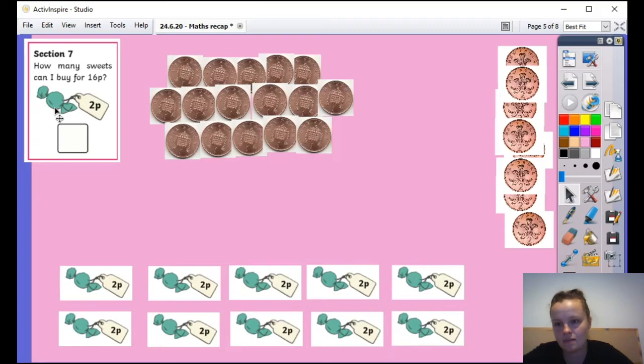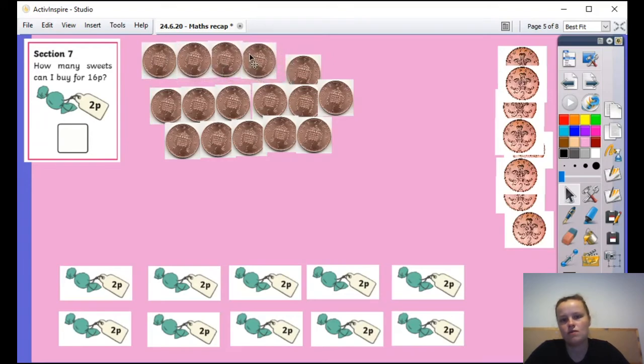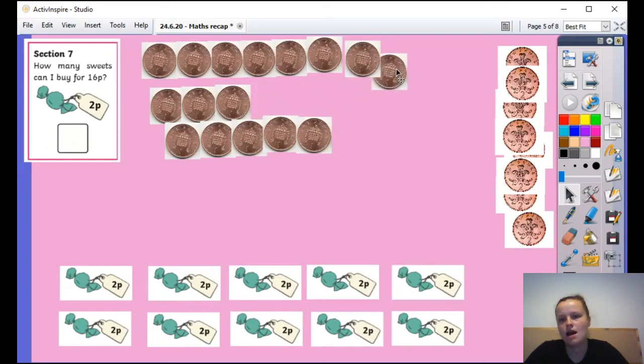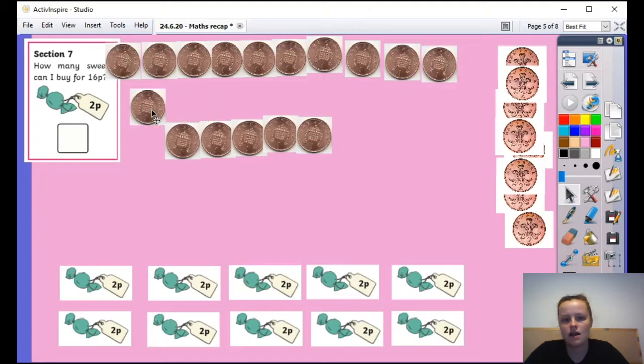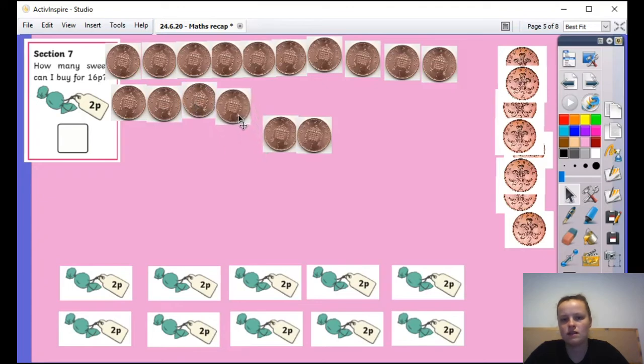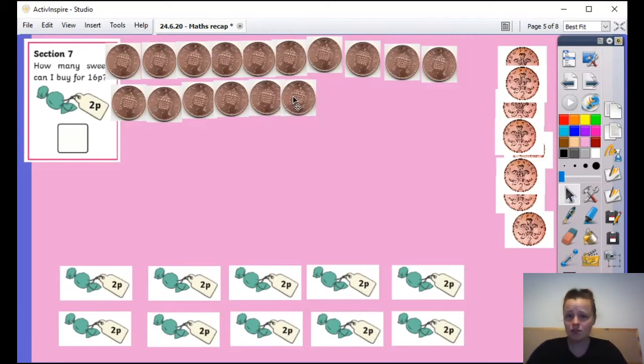Okay, so 16p is like having 16 ones. So 1, 2, 3, 4, 5, 6, 7, 8, 9, 10, 11, 12, 13, 14, 15, 16. Can you remember that these are 1p coins? They're 1 pennies, okay, and they're worth the same as 1.